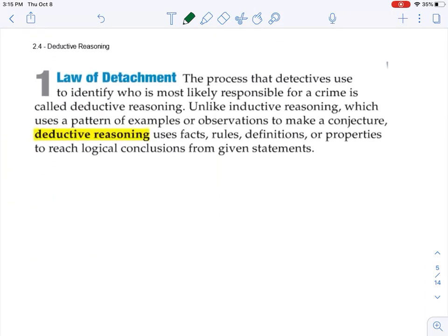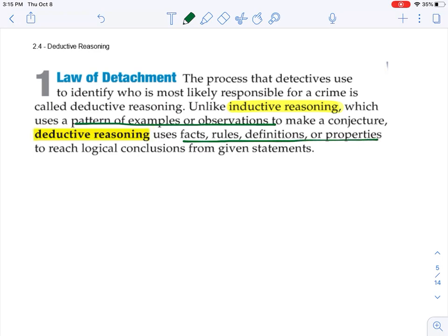So the law of detachment, this is the process that detectives use to identify who is most likely responsible for a crime, is called deductive reasoning. Unlike inductive reasoning, that's another vocab term here that we should know, which uses a pattern of examples or observations to make a conjecture, deductive reasoning uses facts, rules, definitions, or properties to reach logical conclusions from given statements.